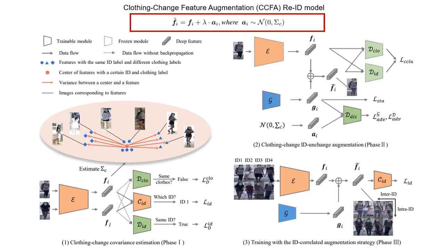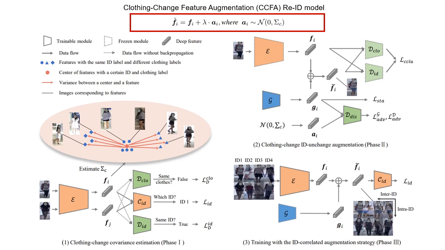The method is shown in this figure. In this work, we formulate the feature augmentation as this equation. Here, Fi is the original feature vector. The F-hat i is the augmented feature vector. Lambda is a hyperparameter, and Ai is an augmentation vector. This augmentation vector is randomly sampled from a normal distribution. The mean and variance of the normal distribution are 0 and sigma c respectively. Our method exploits this equation to formulate the clothing change feature augmentation.